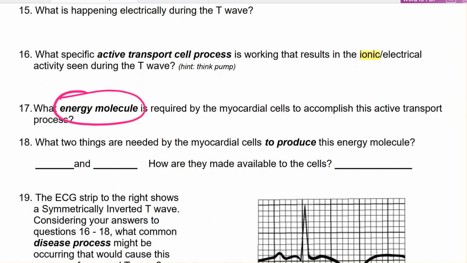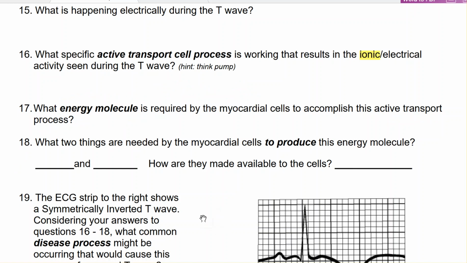If you are sending an action potential to some cells, what do those cells then need in order to turn on their active transport cell processes? So what do cells need for energy? I want you to think about that for these two questions.